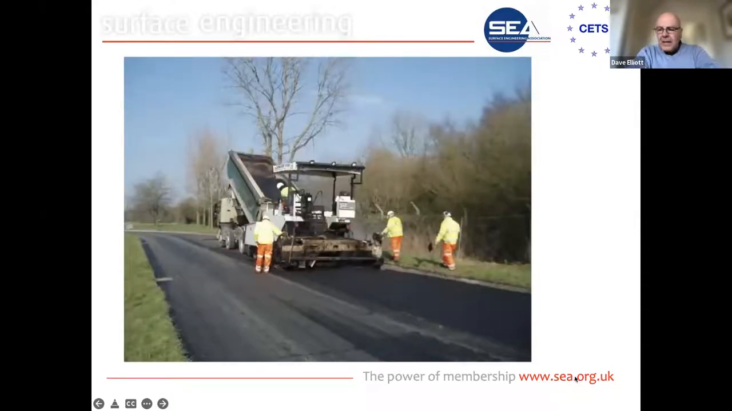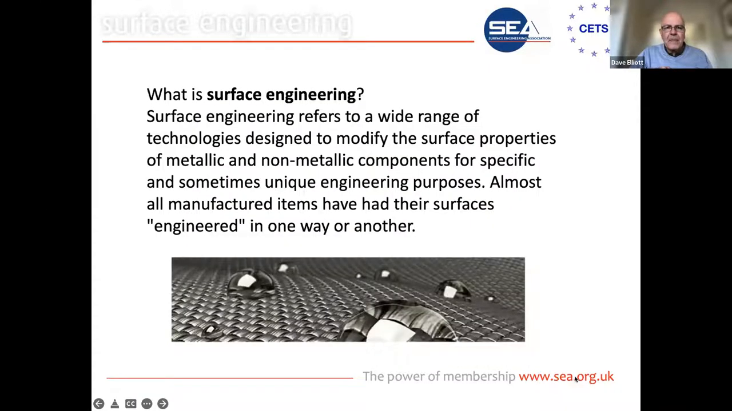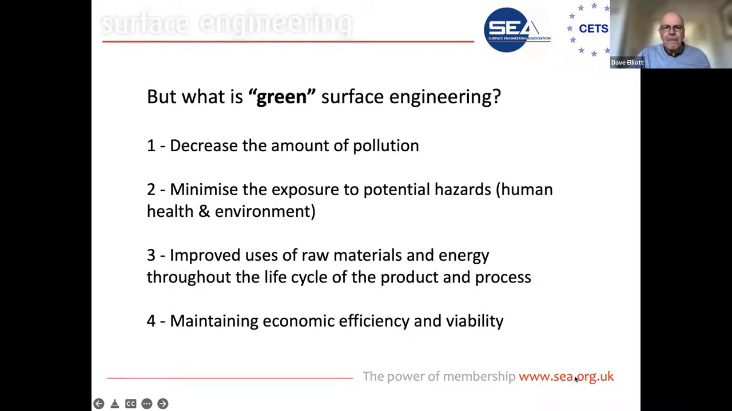Now, this is what one member of parliament thought surface engineering was when he came along to one of our briefing luncheons. And I suppose it is a form of surface engineering, but it's not really in the context of what we're going to talk about today. So what is surface engineering? Well, it refers to a wide range of technologies designed to modify the surface properties of metallic and non-metallic components for specific and sometimes unique engineering purposes. What we need to remember is that almost all manufactured items have had their surfaces engineered in one way or another.